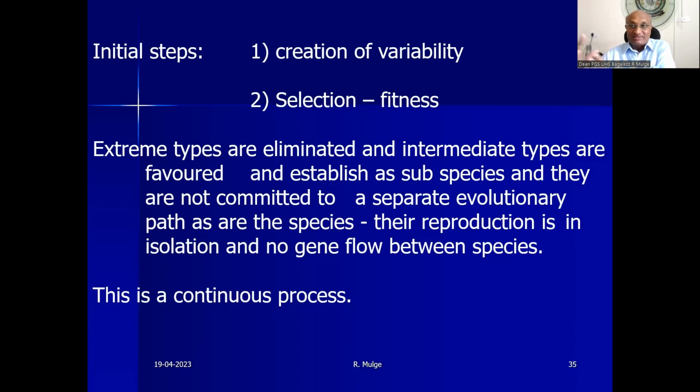Now, the intermediate types will get separated, and there is a barrier. Now they are being raised in isolation, and there is no exchange of genes. Gene flow will not be there, meaning there is no compatibility between them, and they will establish themselves as a species normally, right? So this is going to be a continuous process. So remember here, extreme types are eliminated, intermediate types are favored.